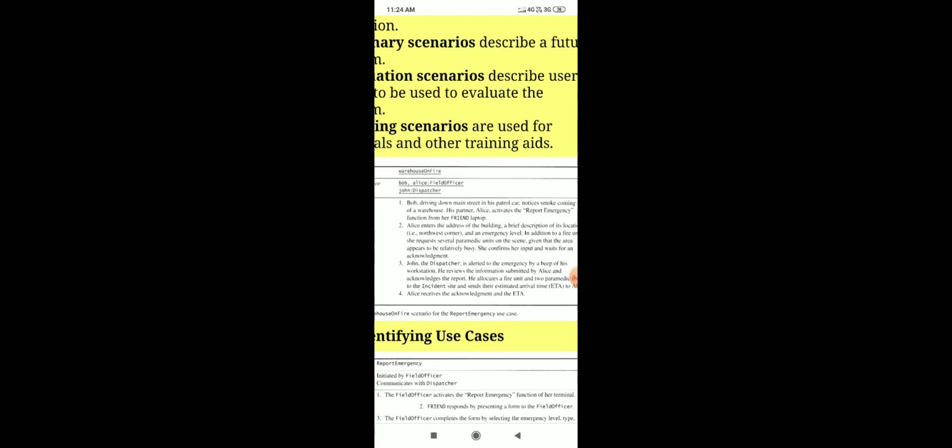And third, John, the dispatcher, is alerted to the emergency by a beep of his workstation. He reviews the information submitted by Alice and acknowledges the report. He allocates a fire unit and two paramedic units to the incident site and sends their estimated arrival time to Alice, and Alice receives the acknowledgement. So this is how a scenario should be written. And next is identifying use cases.